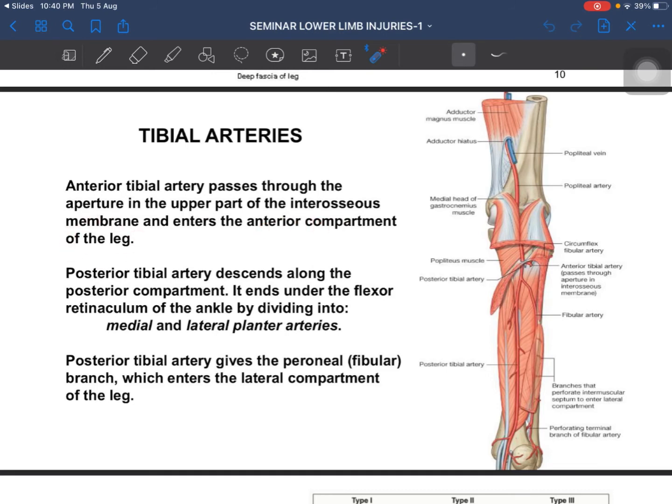Just now we saw an aperture over here, right? At the upper end of the interosseous membrane. So it enters through there and then goes to the anterior compartment. The posterior tibial artery descends posteriorly along the posterior compartment under the flexor retinaculum of the ankle, and it divides into the medial and lateral plantar arteries.